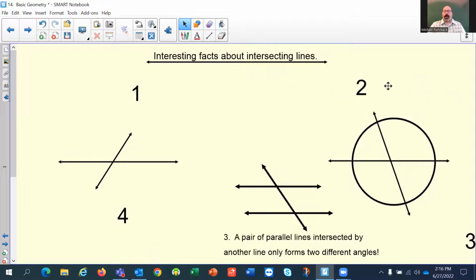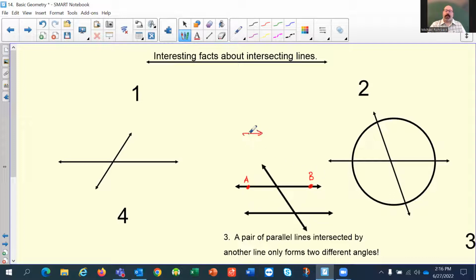And let's just cover that up. Okay, a pair of parallel lines intersected by another line only forms two different angles. So let's take a look at this. Here's the idea though. This line, all right, and this line. So we could name these. We could call this AB. So that would be line AB.